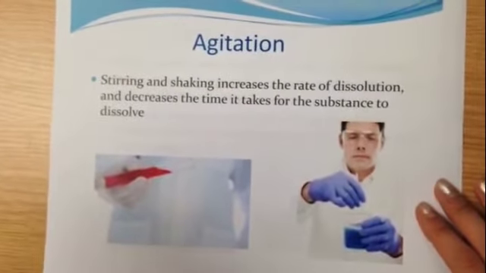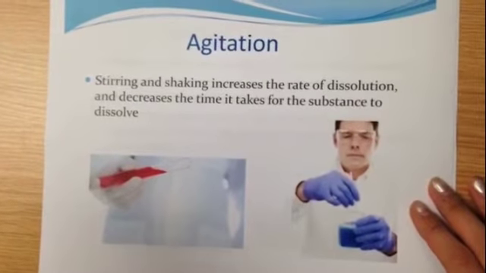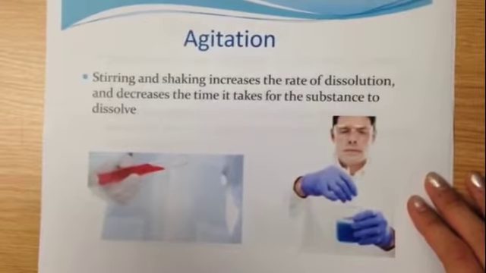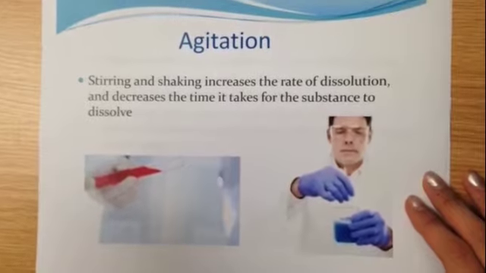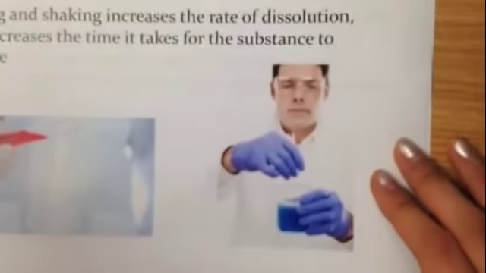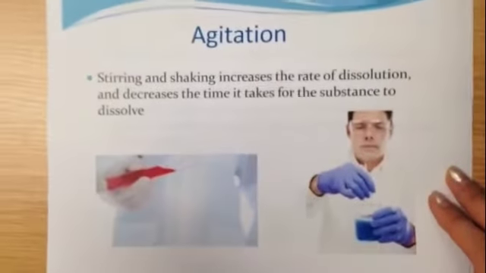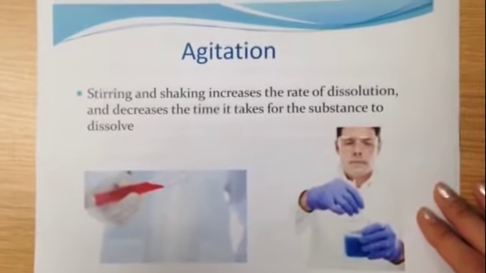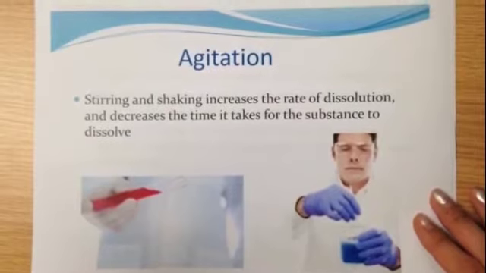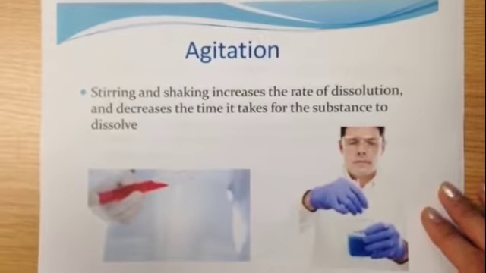Stirring and shaking increases the rate of dissolution and decreases the time it takes for the substance to dissolve. Stirring increases the rate of molecular reaction with its environment. So, activity that requires energy causes the agent that's being dissolved to react more quickly with the liquid. It is a physical catalyst that affects the rate of dissolving.